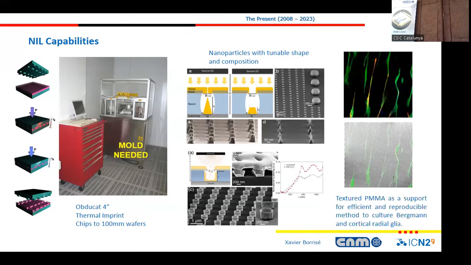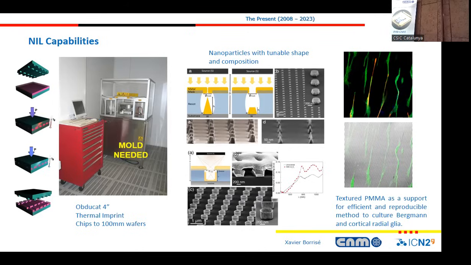But sometimes what we do is a direct embossing process, which means that we have a layer of material, like a sheet of polymer, typically PMMA or another, and then we imprint directly on this material. So it's not a resist. This is something we do for the people at the Hospital de Bellvitge, who regularly ask us to make these patterns where they culture glia cells for their experiments.